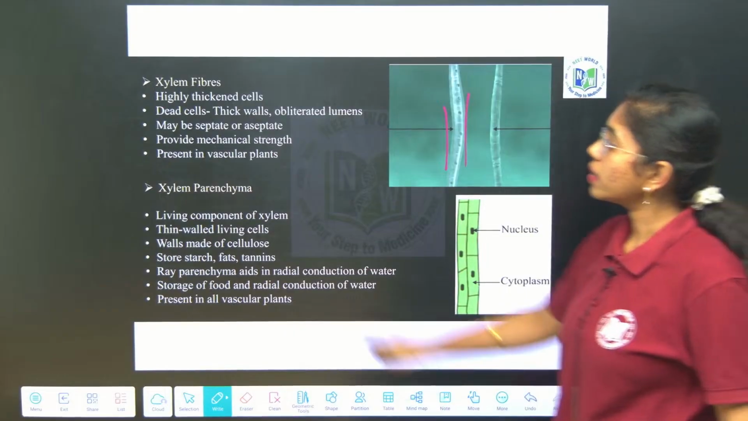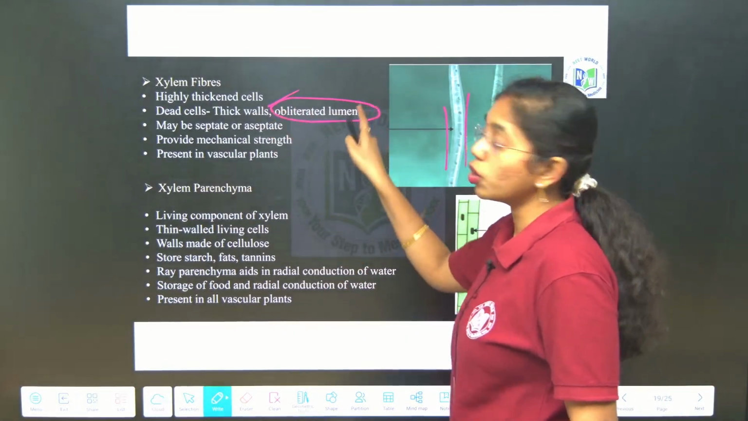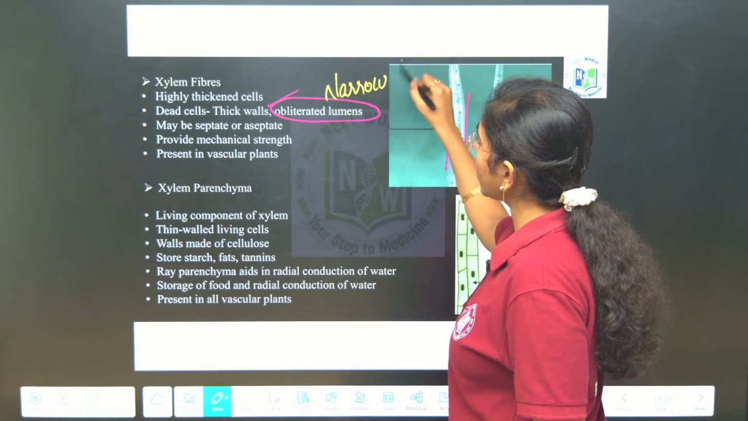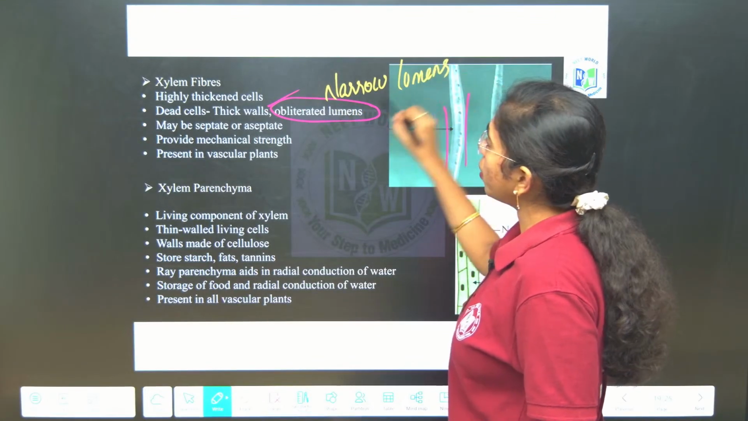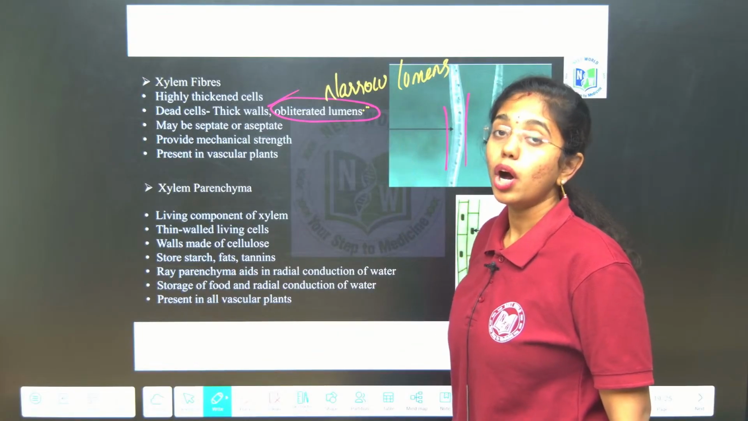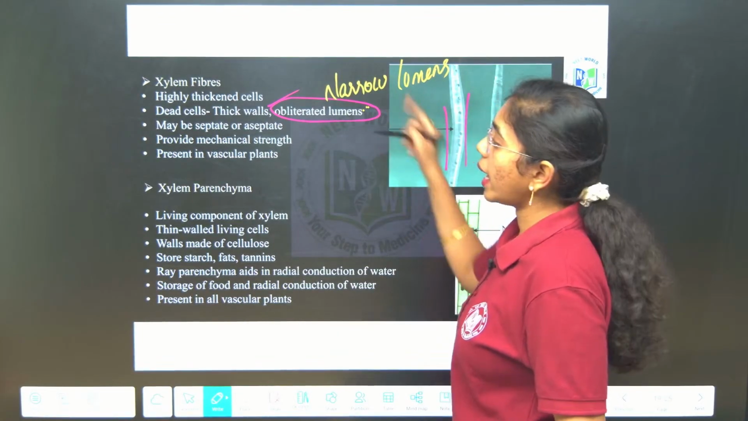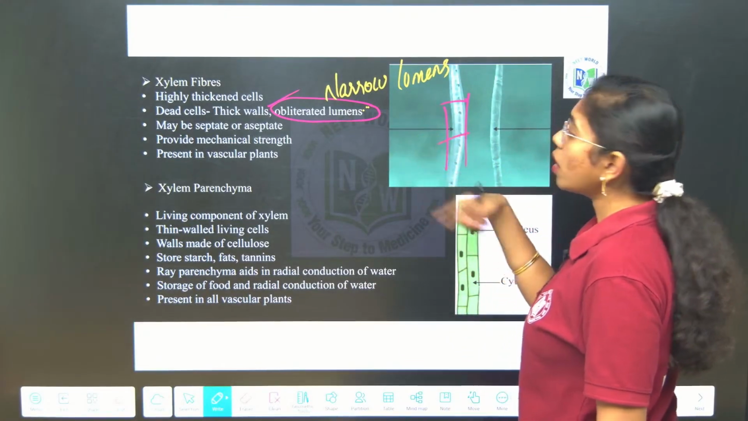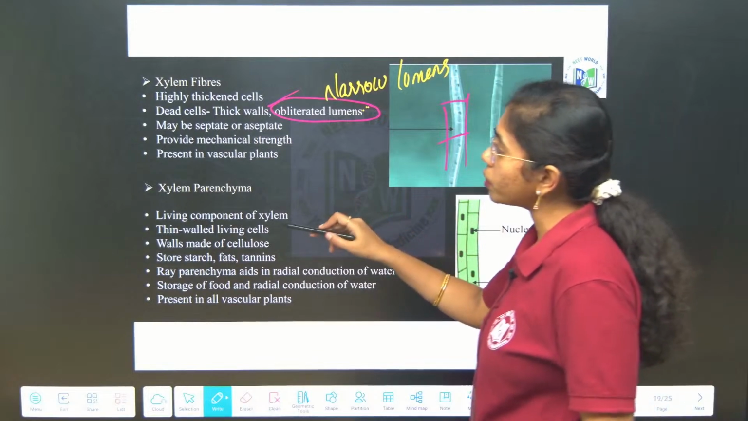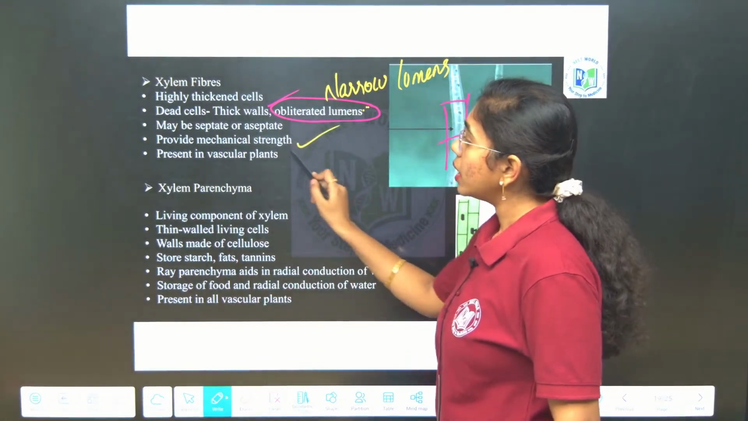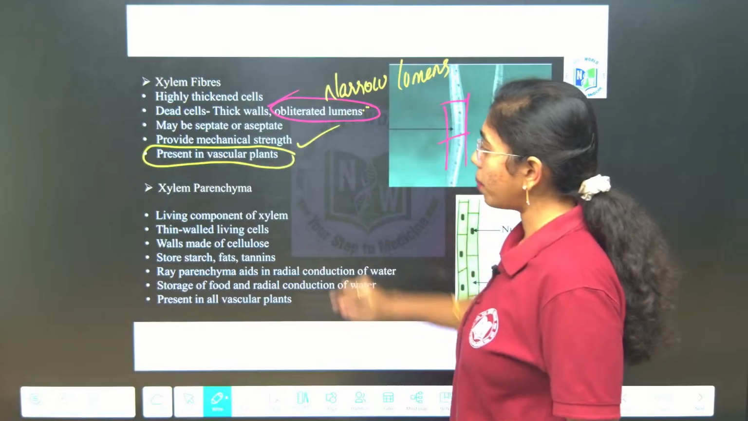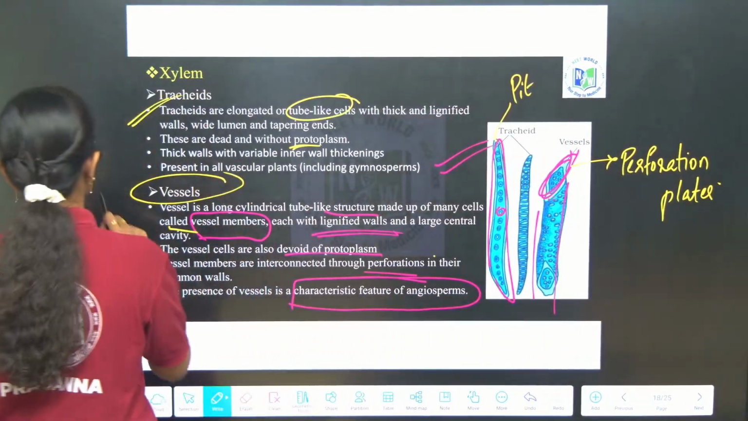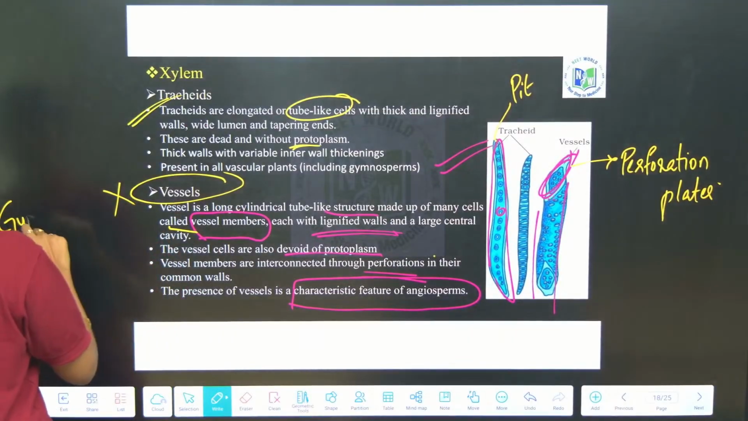Xylem fibers have highly thickened walls. They are dead cells with thick walls and obliterated lumen. Obliterated lumen means nothing but narrow lumen. Don't get confused with these terms, this terminology will be used in your questionnaire. They can be septate or aseptate, meaning they can be divided or not divided. The main purpose of xylem fiber is mechanical support. They are present in all vascular plants. Vessels are absent in gymnosperms. That is a major point to be noted.